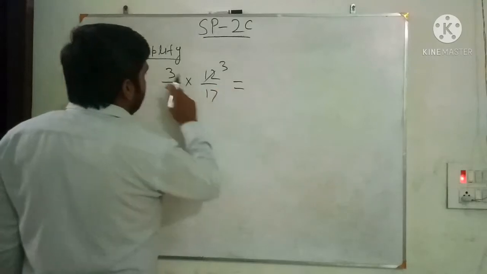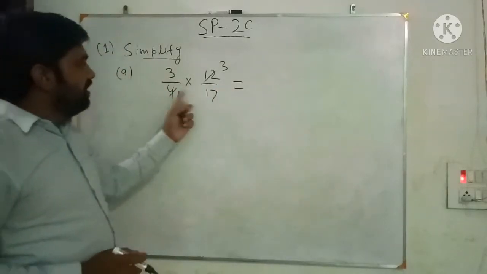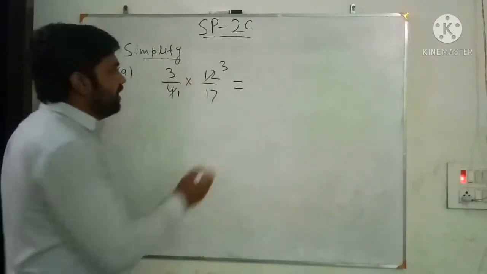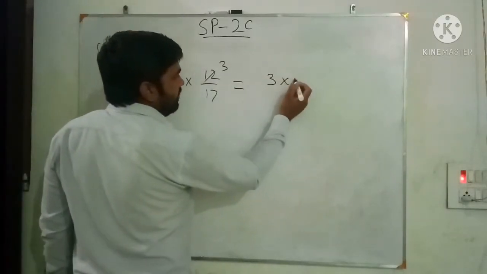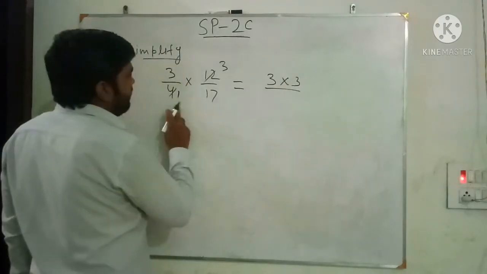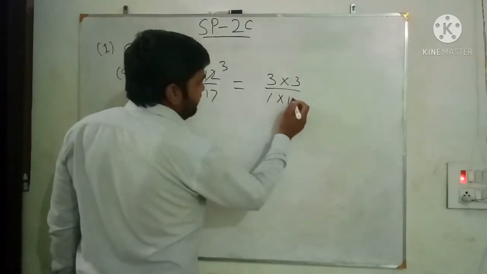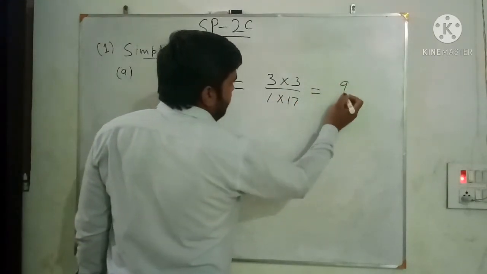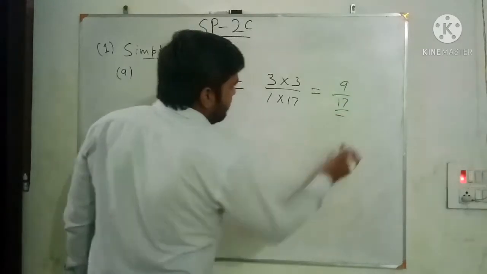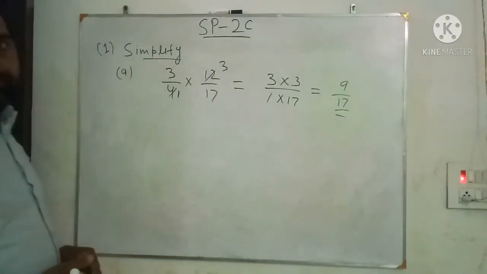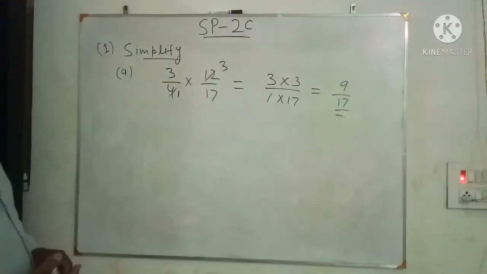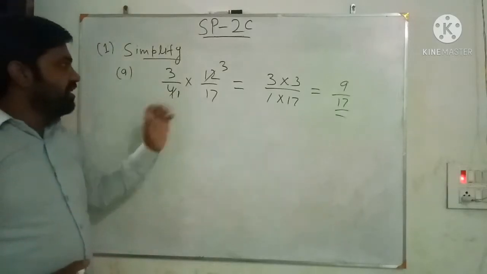So what we got? Now multiply both the fractions numerator together. 3 multiply 3 and here 1 multiply 17. So 3 3s are 9, 1 17 is 17. So what you got the answer? 9 by 17.